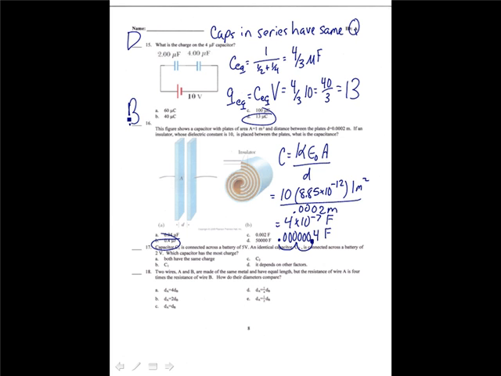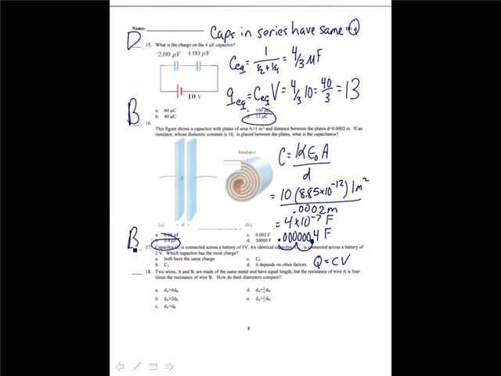Capacitor C1 is connected across a battery of 5 volts. An identical capacitor C2 is connected across a battery of 2 volts. Which capacitor has the most charge? Well, I know that Q is equal to CV. If the C's are identical, which they are, because the two capacitors are identical, then the one with the higher voltage has the higher charge. And the one with the higher voltage is C1, that is B.